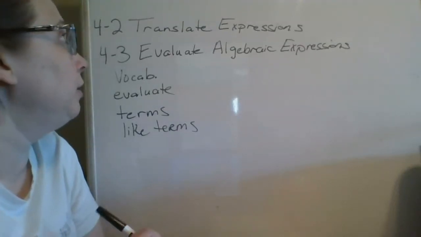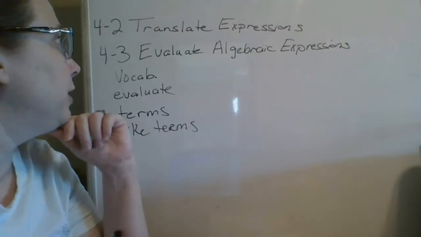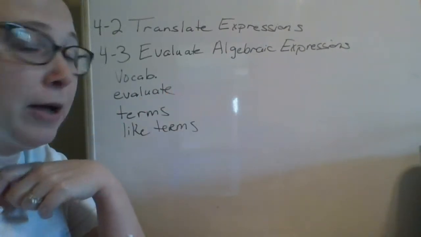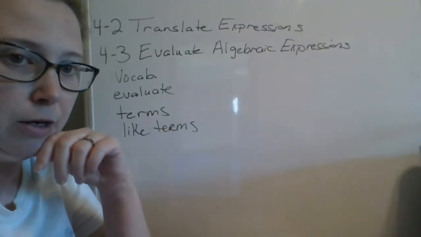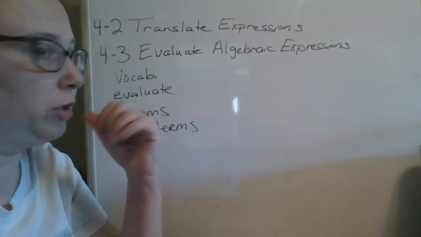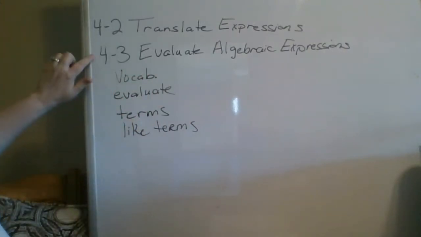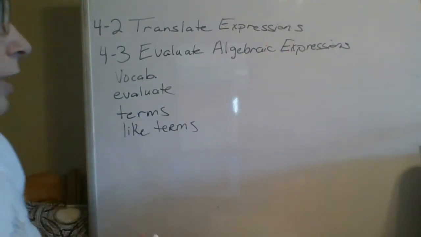Grade. Today we are going to be taking a look at two sections, 4-2 translate expressions and also 4-3 evaluate algebraic expressions. You can go ahead and just lump those together in your notes and just do one section of notes for both. They go together really well. Our vocab, it's all found in section 4.3.